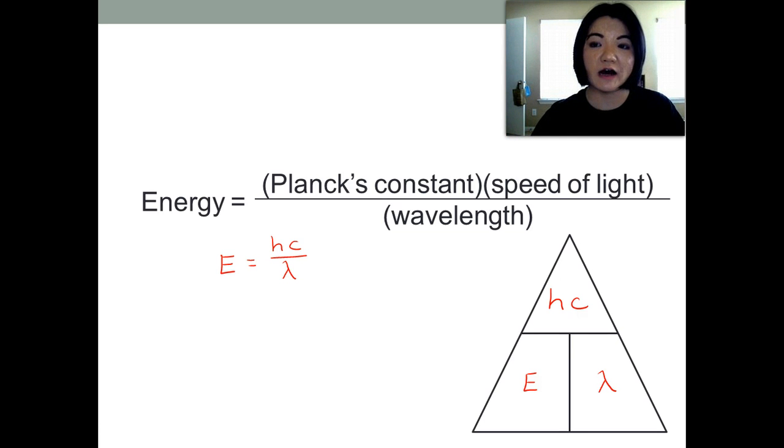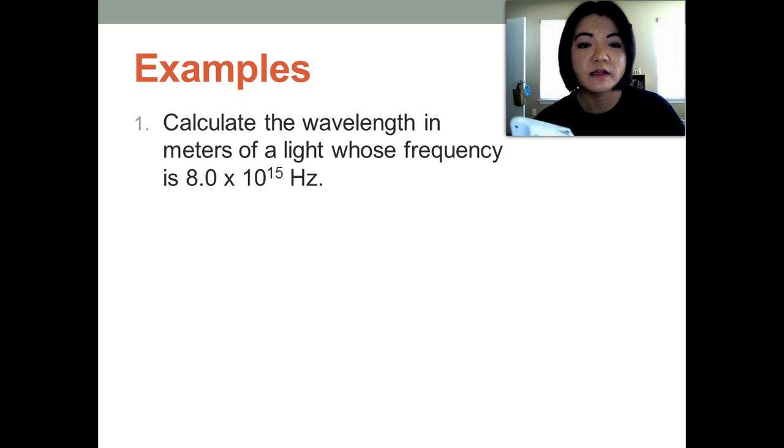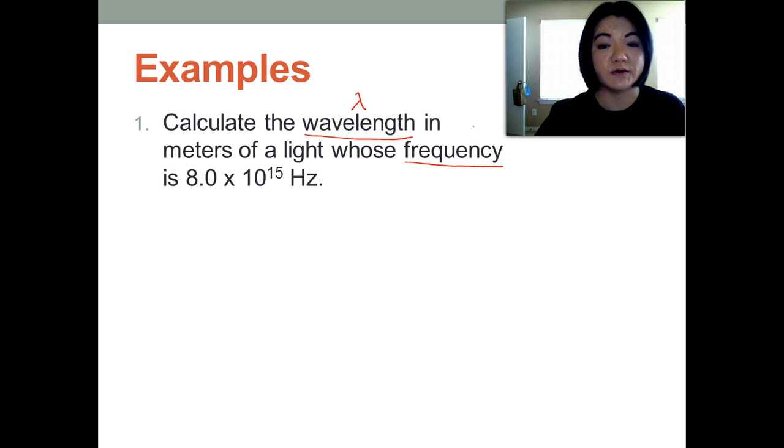So let's look at how we are going to use these. Example number 1: calculate the wavelength in meters of a light whose frequency is 8.0 times 10 to the 15 power hertz. The first thing that you have to figure out is what are you given and what are you trying to look for. We have wavelength, which is lambda, and frequency, which is f. So I'm going to follow the 5-step method. You should remember what the 5-step method is.